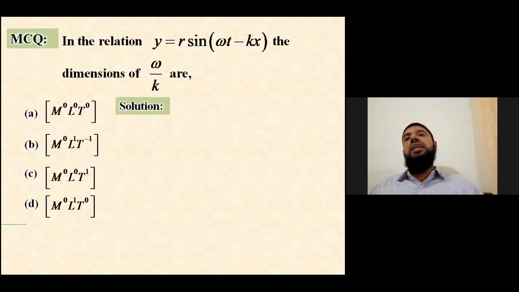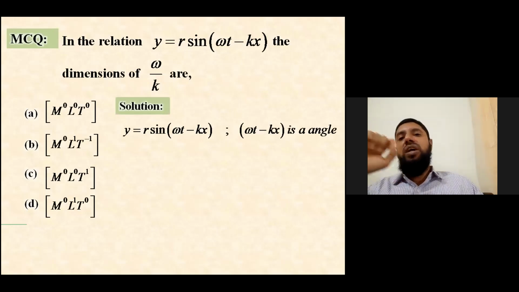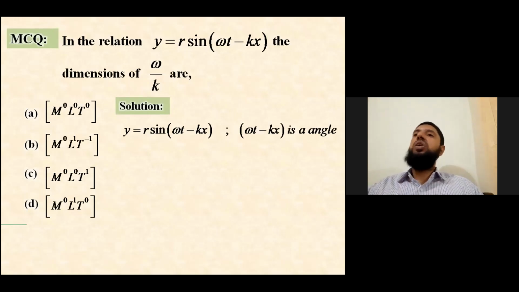Then in the equation y is equal to r sin omega t minus kx, where y is the displacement. Since y is a displacement, its unit is meter. Therefore the unit of r must also be meter, because the units on both sides must balance. So the unit of r is also meter.